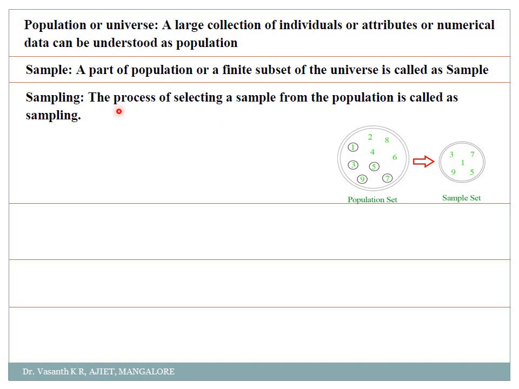What is the difference between sample and sampling? Sample means we are just selecting certain numbers, correct? Sampling means how you select these numbers. The process of selecting a sample from the population is called sampling. Got an idea? How do you select this sample? If you have fever, then only we select you. That fever criterion is known as sampling, in general. So the process of selecting a sample from the population is called sampling. Sample means just identifying; the process of selecting is known as sampling.